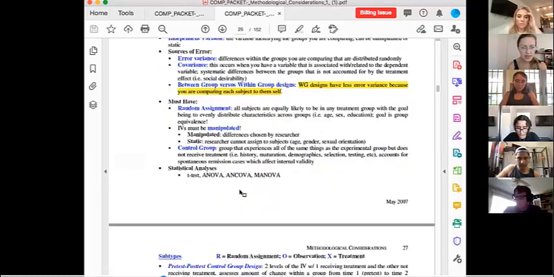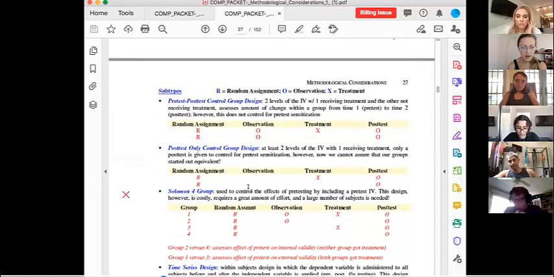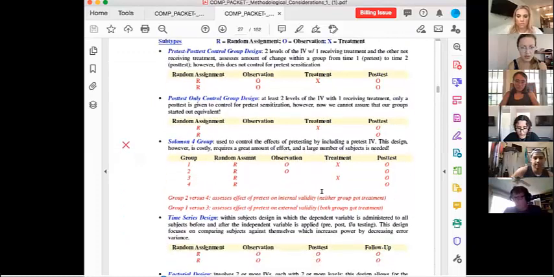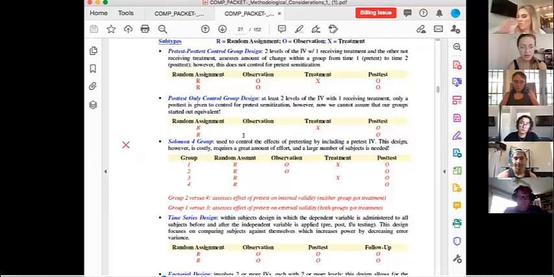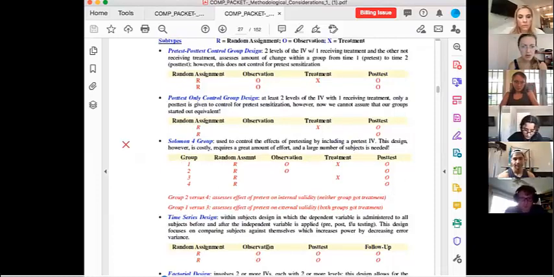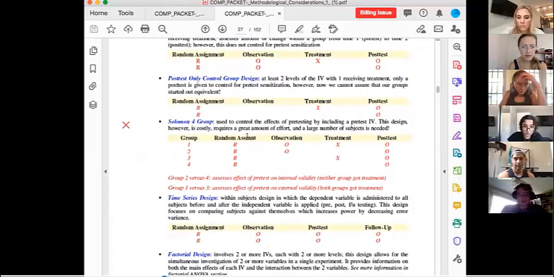Different kinds of designs, just kind of know what they are. This one, I don't know, it's sticking out of my mind for some reason. So maybe review just this whole section. I found a really nice YouTube video. I can send it to you guys explaining Solomon 4 group, because I was like, what is this?